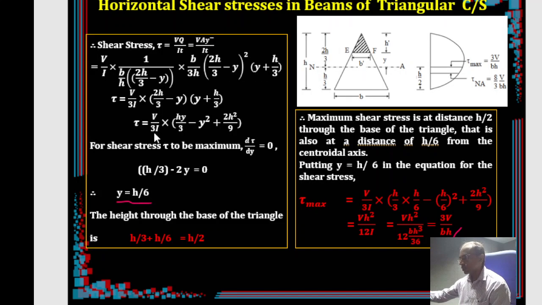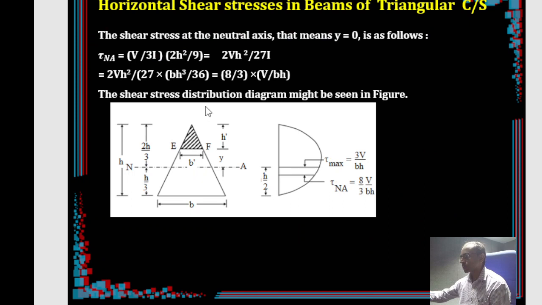So once after simplification, this is the equation, you put y equal to 0 there, you will be getting the value at the neutral axis. So this is the neutral axis value, 8 by 3 times V by bh and 3V by bh. Among these, this is the maximum value we are saying, right? So we can plot this. We know at the ends it is 0 all the time, either at the top or bottom, and we know the maximum value occurs at a distance h by 2 from the base, right? So if this is the base, h by 2, put the maximum value, join them with a parabola, that's it, we got it. If somebody is interested at the neutral axis, they can also plot that.